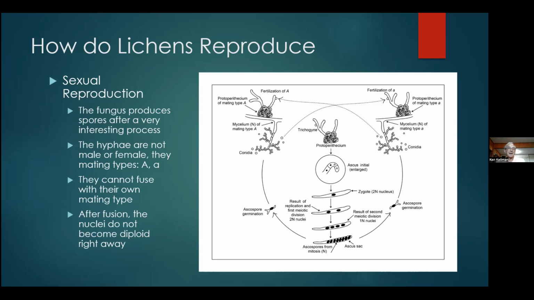The hyphae are not male or female. You can't think of them that way. They are only mating types. Luckily, in the group of fungi that produce most of the lichens, there are only two mating types. But in mushrooms, for instance, there can be as many as 2,800 mating types. And the permutations and combinations can be extremely confusing. But the idea is that they can only mate or fuse with a mating type that's not their own.